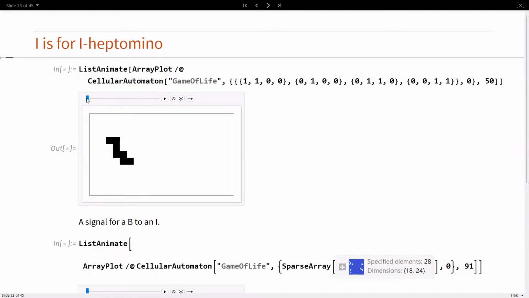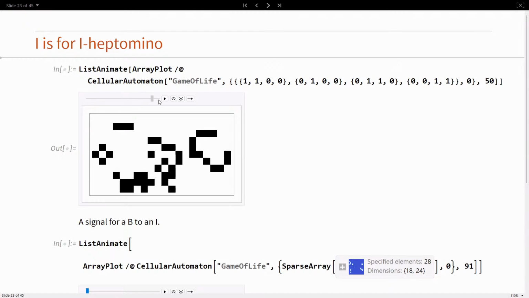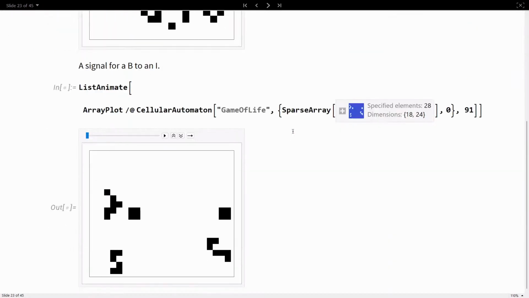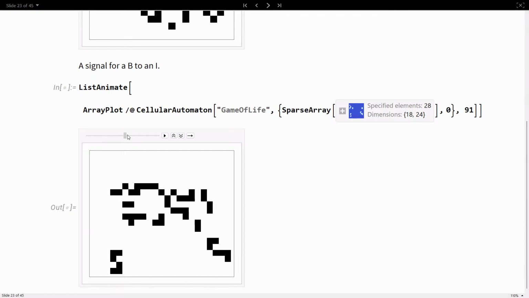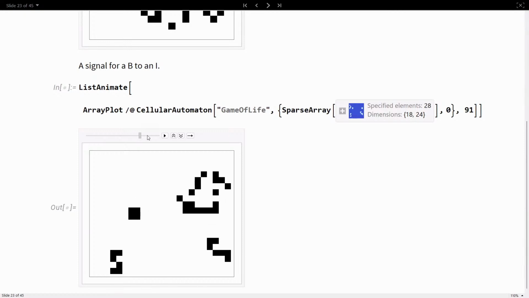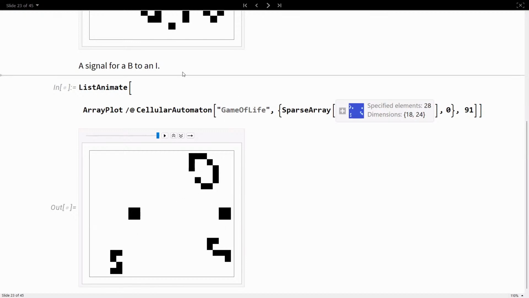I is for I heptamino, which evolves like so. And here's a signal for converting a B to an I after 91 steps. This shape being equivalent to the I. And we start with a set of blocks and still lifes. And when the reaction is done, we have the same shapes left.